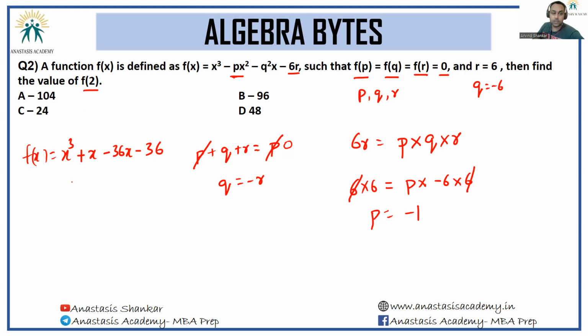Let's replace 2 in here. I get 8 plus 2 minus 72 minus, sorry, this is not x, this is x squared. So 8 plus 4 minus 72 minus 36. So final answer you get is option B, minus 96.